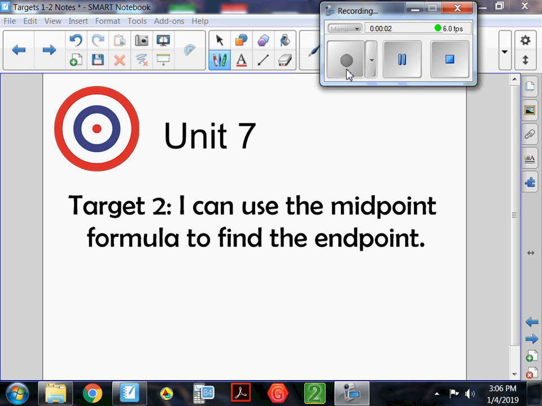All right, Unit 7 for geometry, target 2. I can use the midpoint formula to find the endpoint. As a reminder, the midpoint formula is (x1 plus x2) divided by 2, comma, (y1 plus y2) divided by 2.